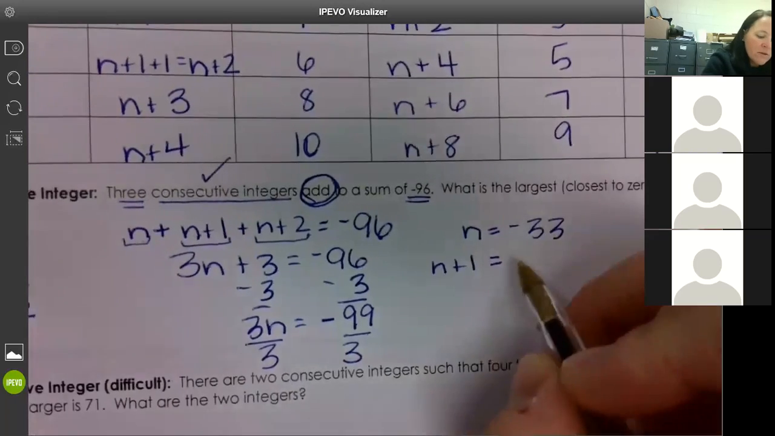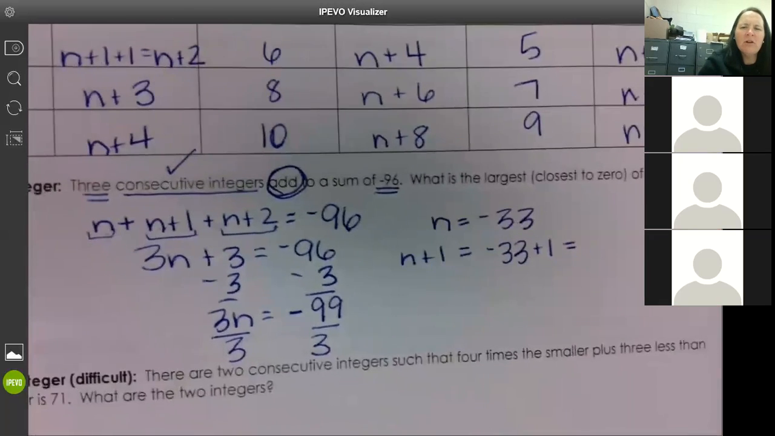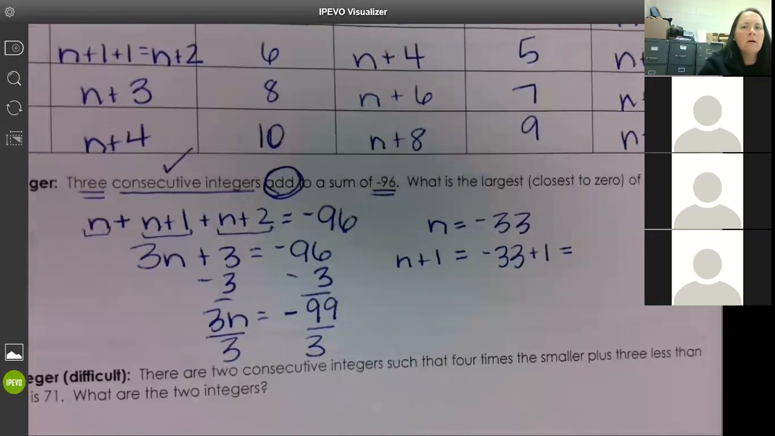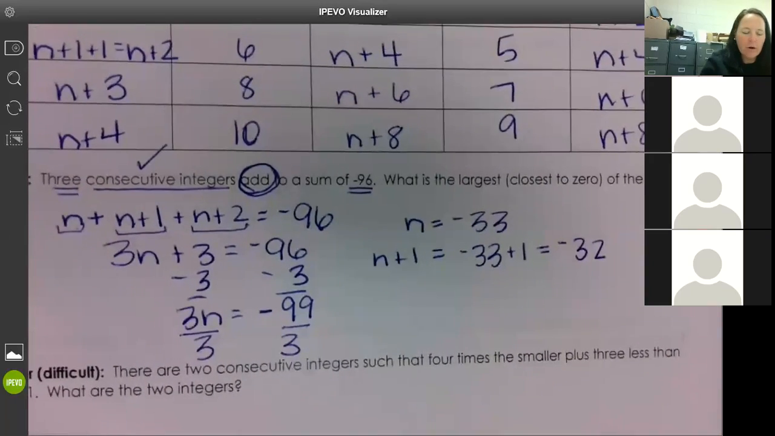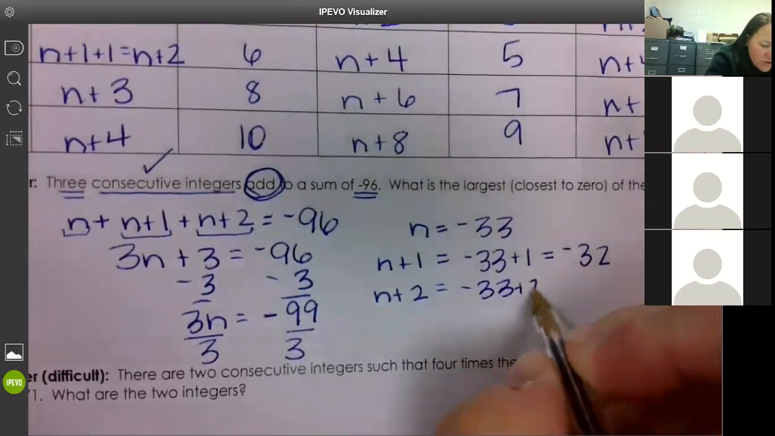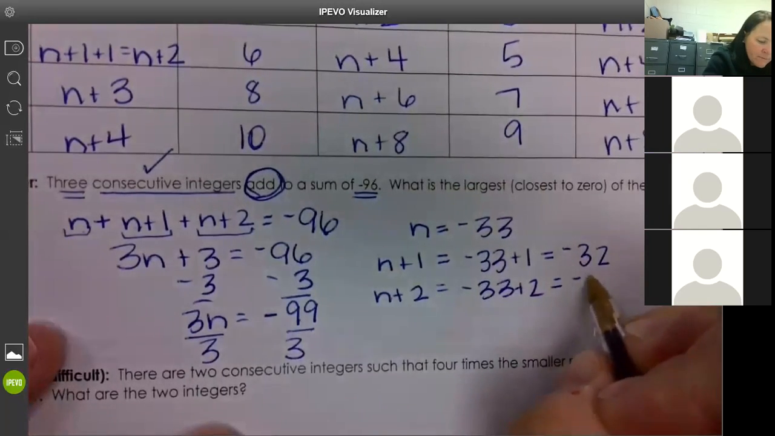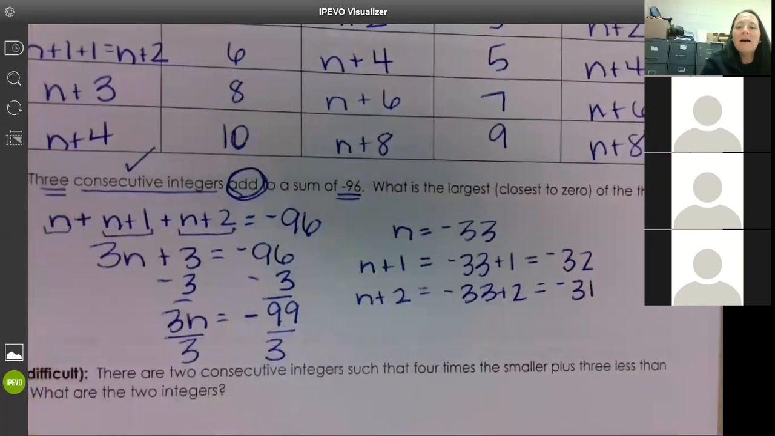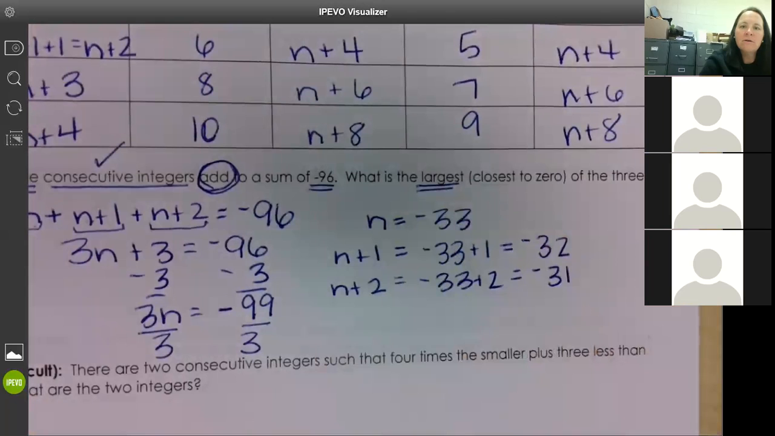-34. Oh, wait. Look at this. That means take n and add 1. What would that give you? -34. Are you sure? -32. There you go. No worries. That's why I wanted to show you and make a big deal about it. Perfect. And then the next one is going to be that n plus 2. So that would be -33 plus 2, which would give you what? -31. Perfect. Now, sometimes they want all 3 and sometimes they'll specify which one. So this one says the largest. Which one is the largest number?